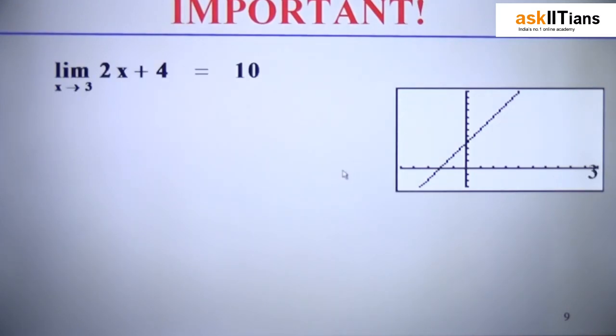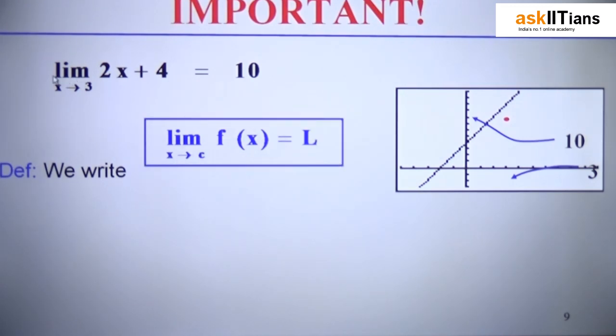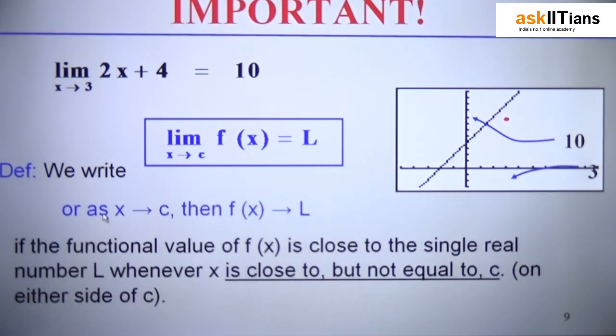Now there is a very important thing that we should assume while finding out limits. What we have found out is that when we are approaching from either the left hand side or the right hand side, the value of the function is coming towards 10. Therefore, we can write it as limit when x tends to c, f(x) is giving me a value L, as explained in this curve. It's also written in the format: when x tends to c, then the value of f(x) tends towards L. In a more precise way, you can say that the functional value of f(x) is close to the single real number L whenever x is close to, but not equal to, c on either side of c.